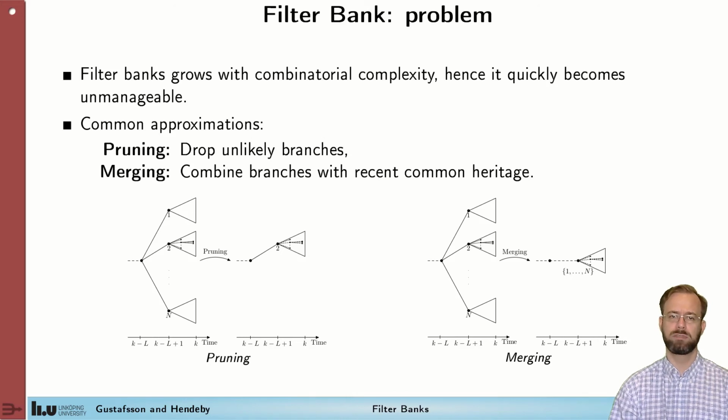So we need to do some approximations to keep the number of modes that we consider down. There are two common approximations that allow us to keep the number of considered sequences or branches down. It's pruning, where we drop unlikely combinations or sequences, and it's merging, where we combine branches or sequences with common history.